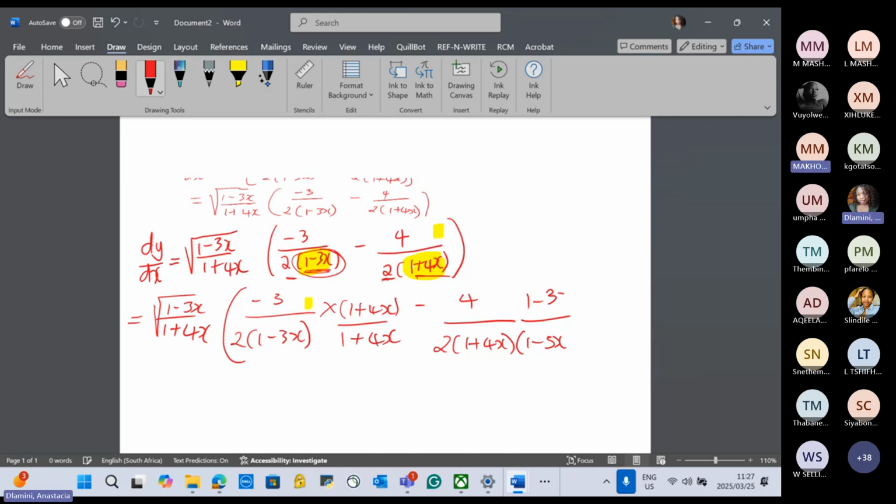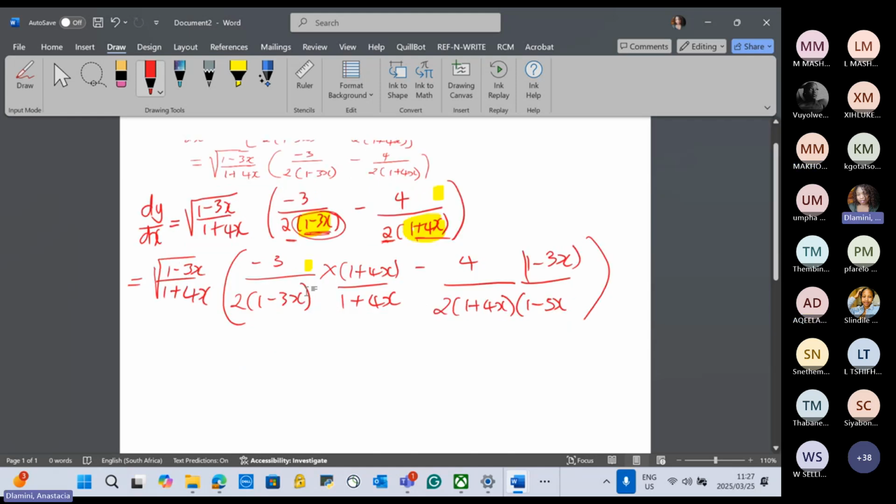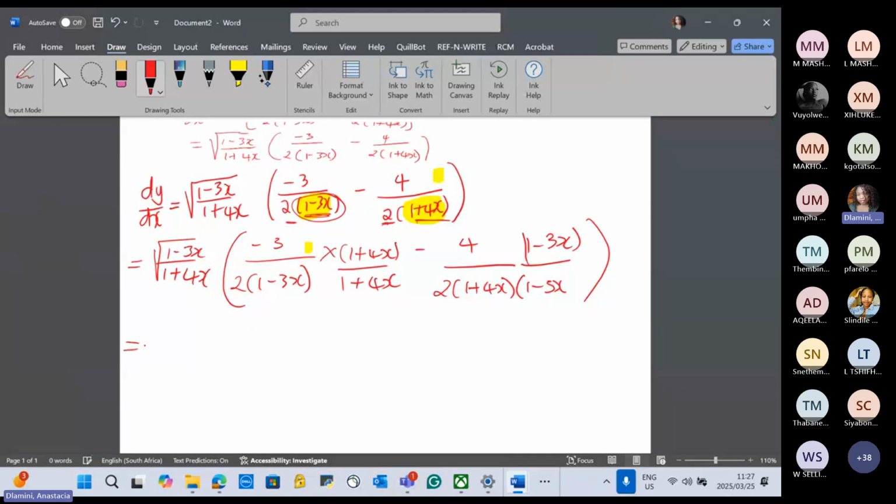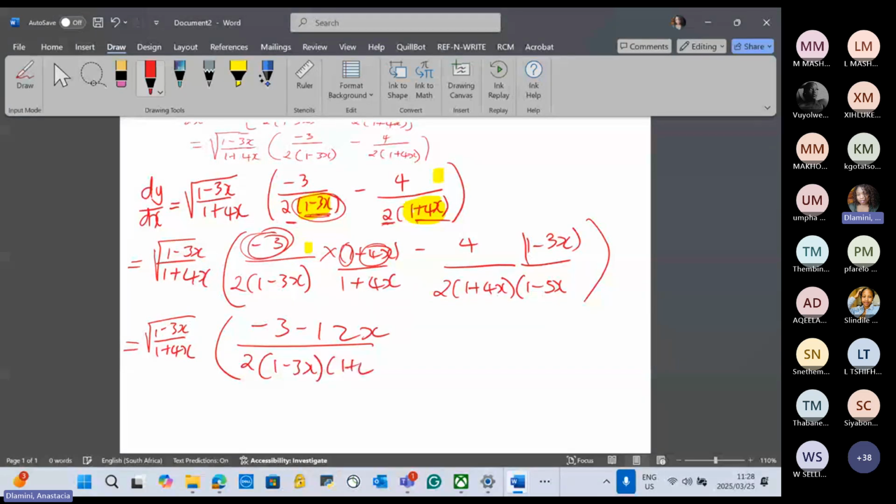So then this is equal to the square root of 1 minus 3x over 1 plus 4x, open bracket. Now let's multiply. Negative 3 times 1 is negative 3. Negative 3 times positive 4x, it's negative 12x, over 2 times (1 minus 3x)(1 plus 4x). Then minus 4 times 1, that's 4.